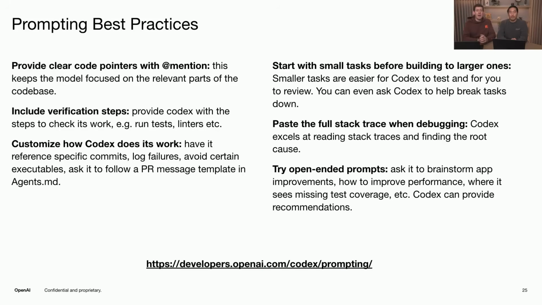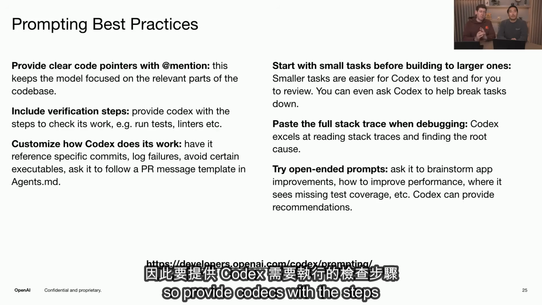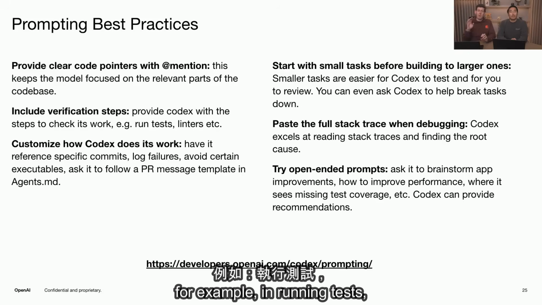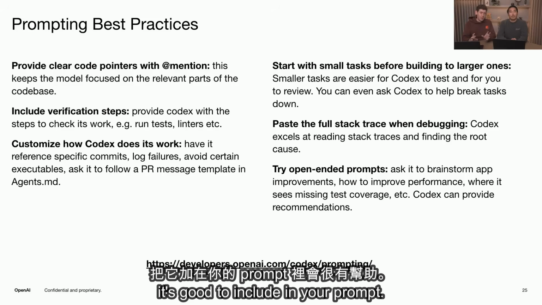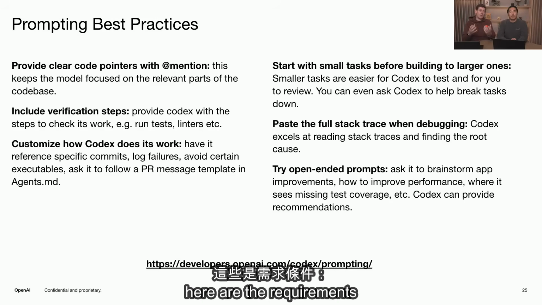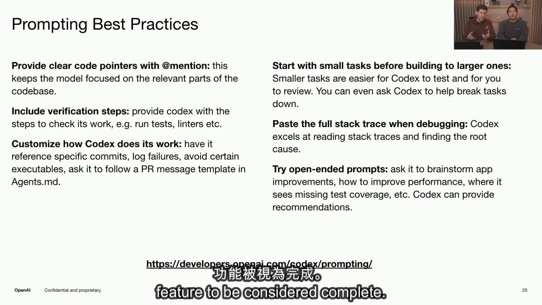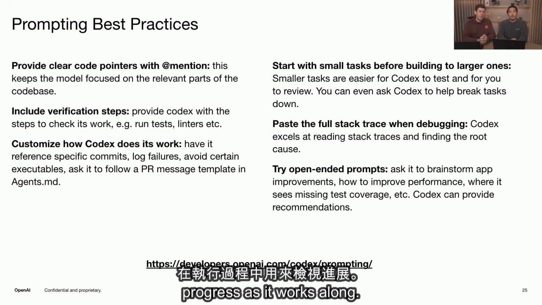We always recommend including verification steps, so provide Codex with the steps to check its work, for example, running tests, linters, etc. If this isn't in your agents.md, it's good to include in your prompt. Another way to do this is just tell Codex, here are the requirements that you need to implement in order for this feature to be considered complete. And it can use that as a yardstick to measure its progress as it works along.